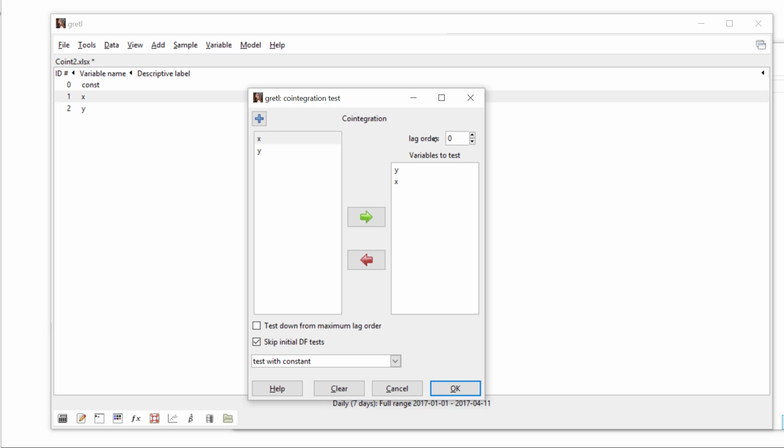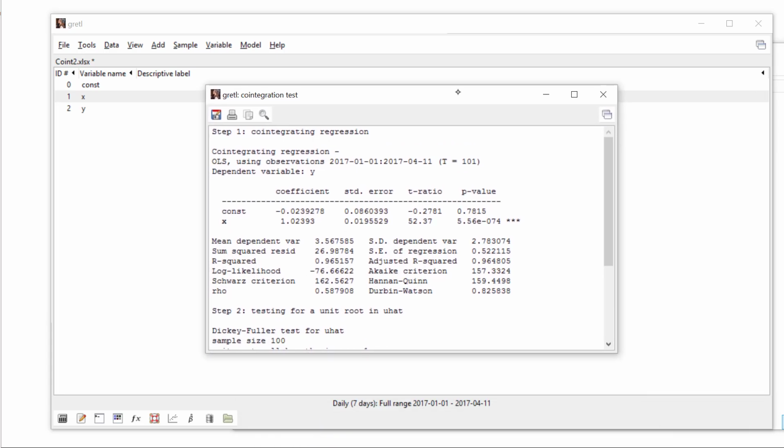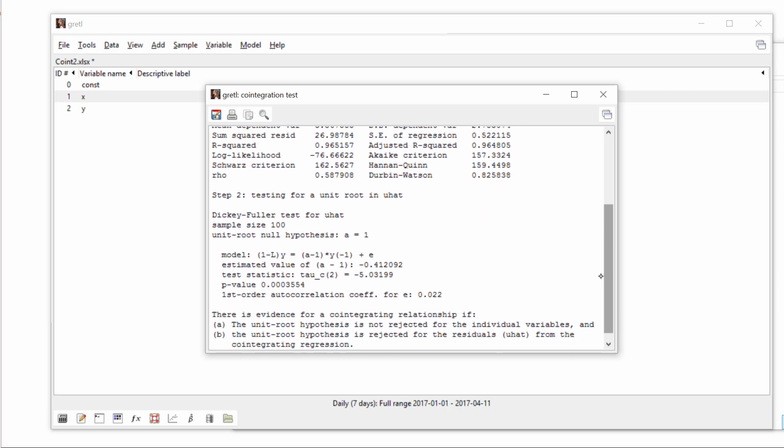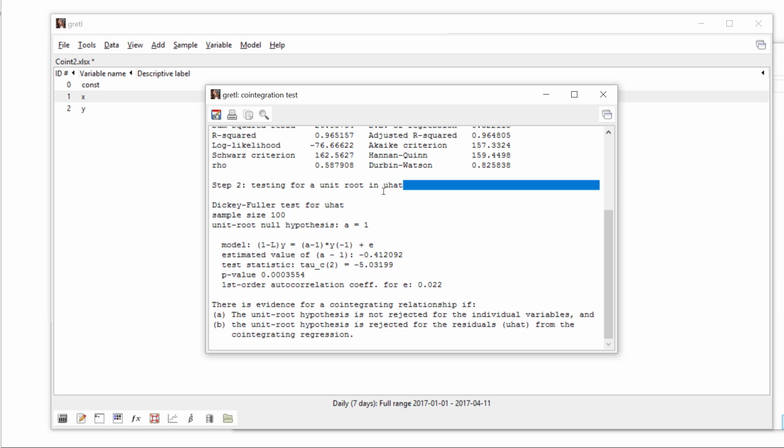Let's do the lag order of 0. We don't need any delta yt minus 1. And OK, and we are done. Here is step 1, just carrying out the actual regression. And in step 2, testing for a unit root in the residuals. Gretl, of course, knows that it's working with residuals, so it will adjust the critical value accordingly. The important part is this p-value, which again tells us there is no unit root in the residuals.